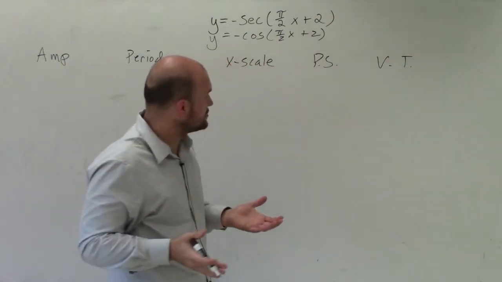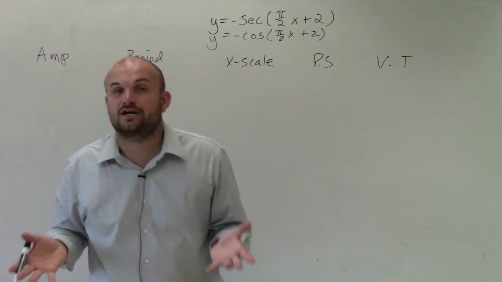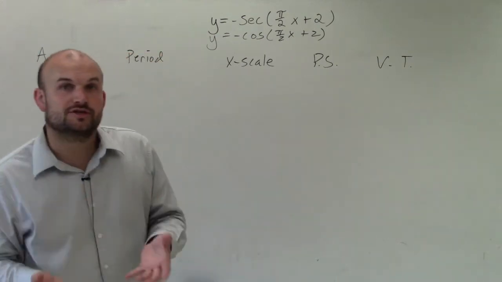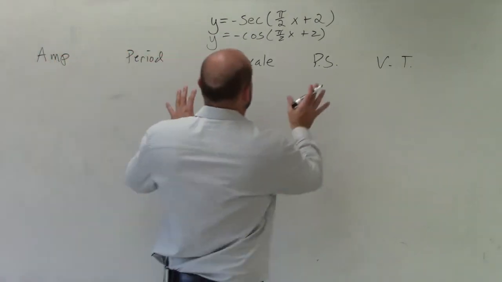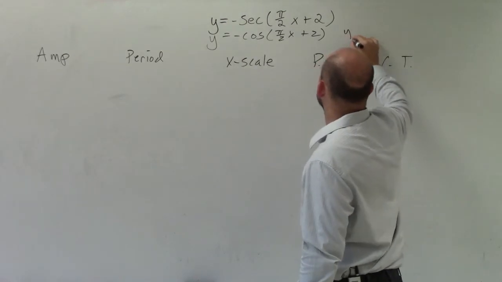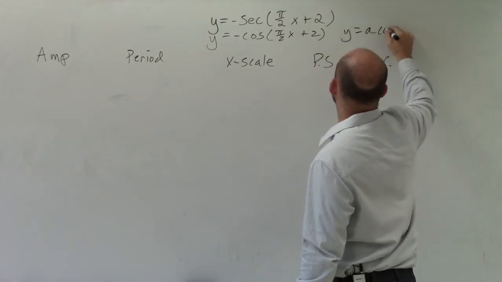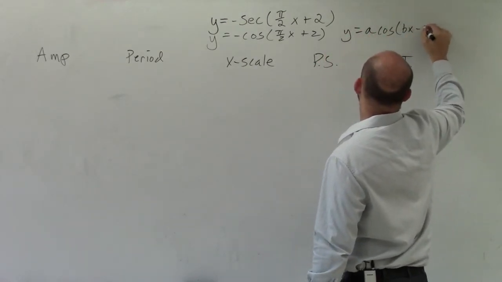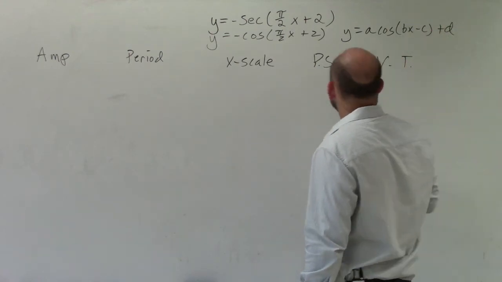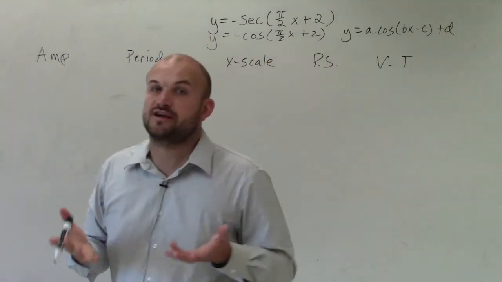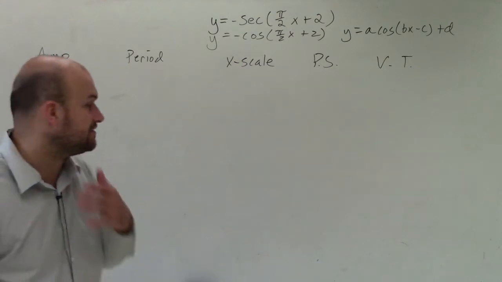Now, the next thing that's also important is understanding how we're going to find all this information. Well, to go ahead and do that, we need to have a transformation equation for this, which is y equals a times cosine of bx minus c plus d, where a, b, c, and d are going to be all the different transformations that are going to affect our graph.